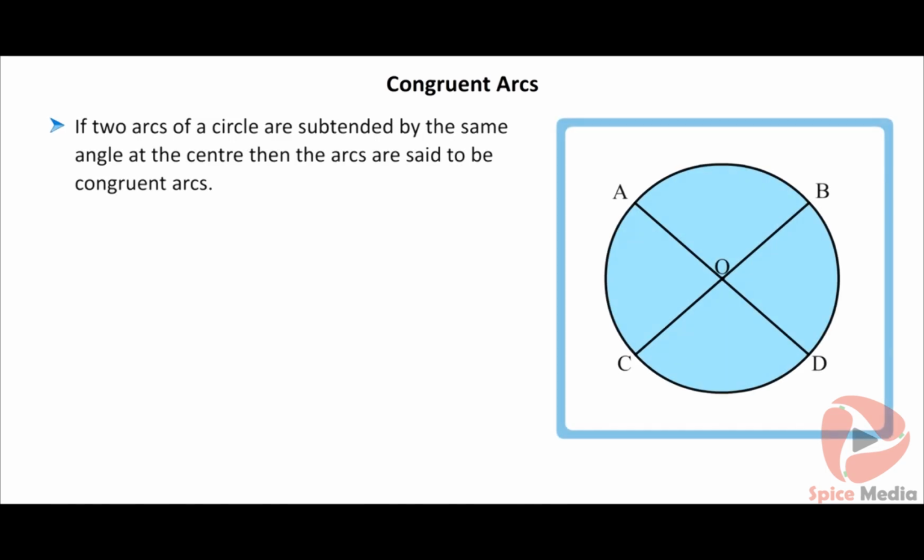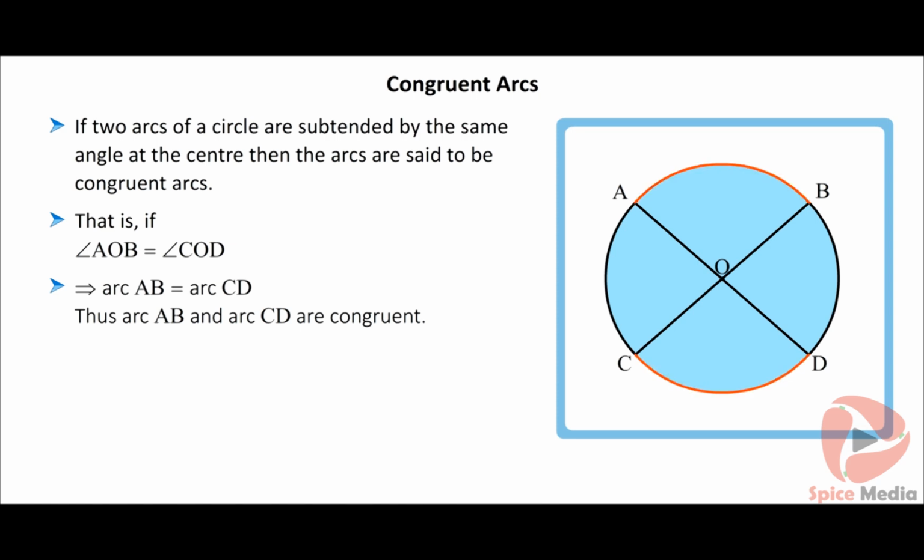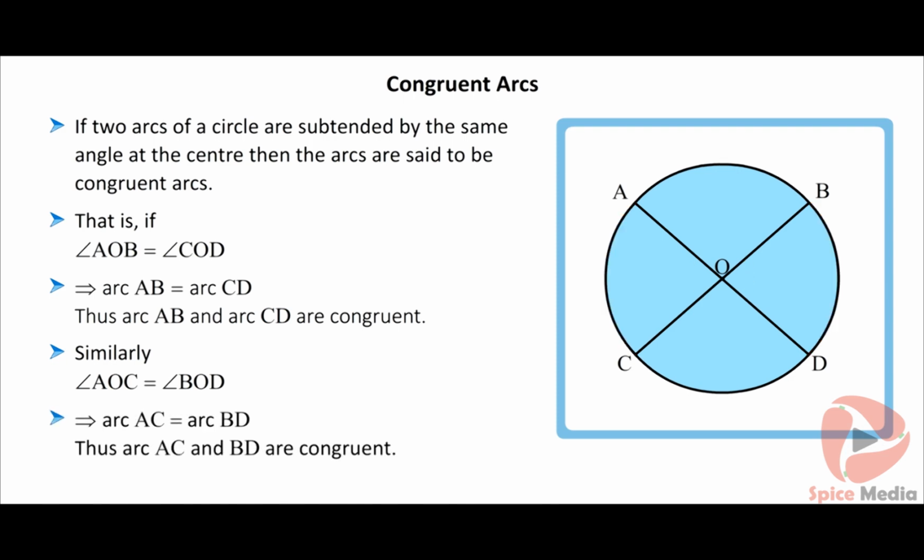Congruent arcs. If 2 arcs of a circle are subtended by the same angle at the center, then the arcs are said to be congruent arcs. The figure shows a circle of center O along with 2 diameters AD and BC. Since angle AOB is equal to angle COD, it implies arc AB is equal to arc CD. Thus, arc AB and arc CD are congruent. Similarly, angle AOC is equal to angle BOD. This implies that arc AC is equal to arc BD. Thus, arc AC and arc BD are congruent.